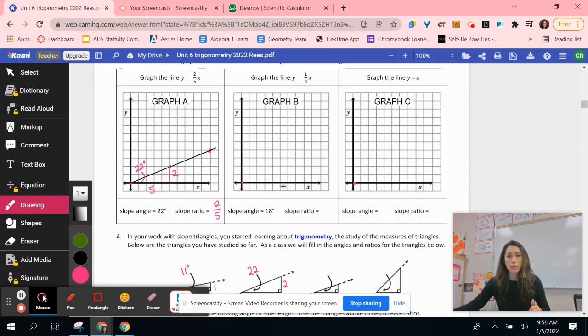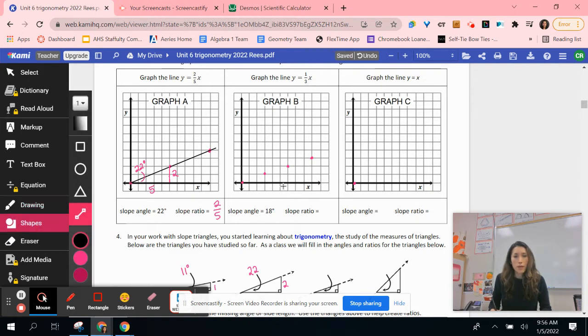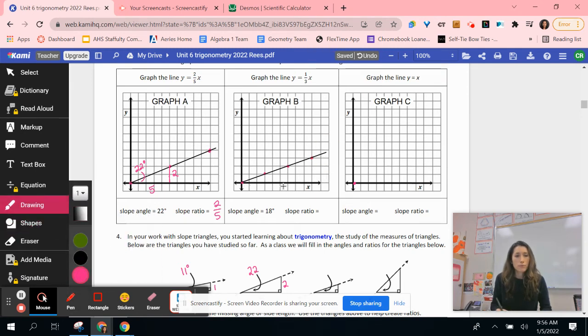Let's look at our next one here. We have y equals 1/3 x. So I'm going to go up 1, to the right 3, up 1, to the right 3. We can continue that process. We're graphing that line, and then from there I'm going to do the smallest slope triangle. That would be that 1/3 slope triangle. So that's this slope triangle here.